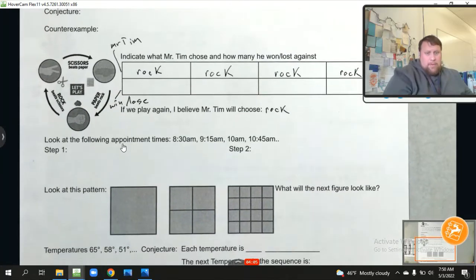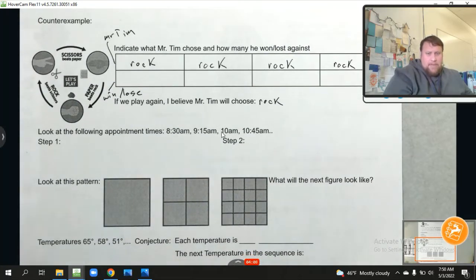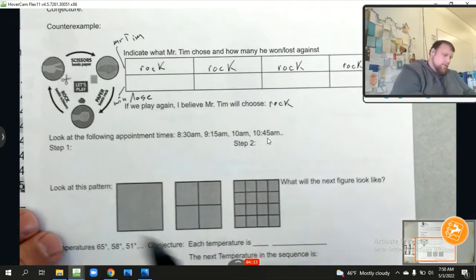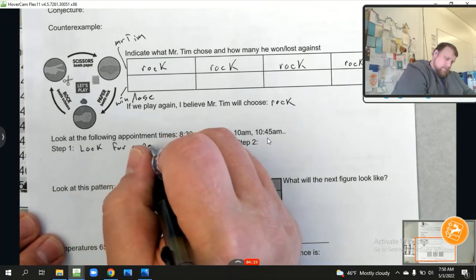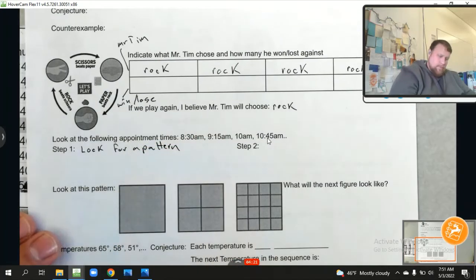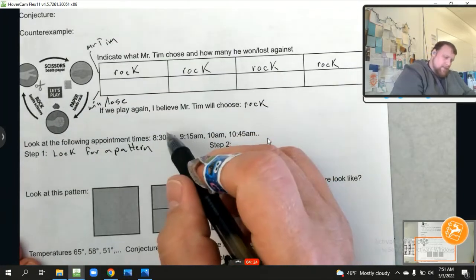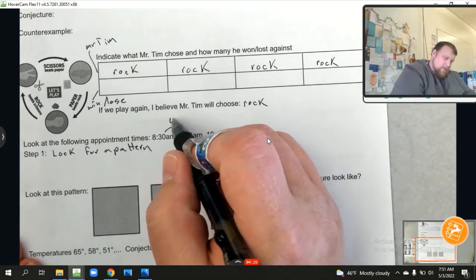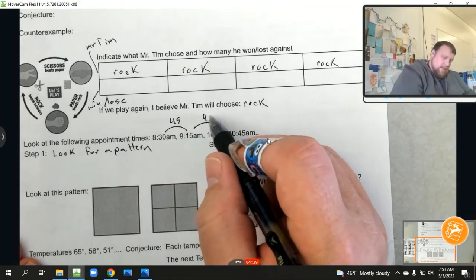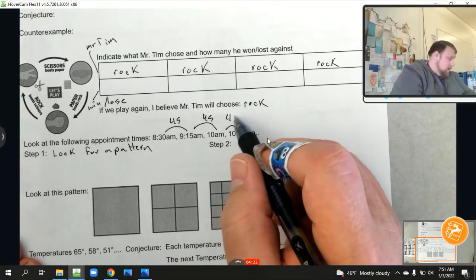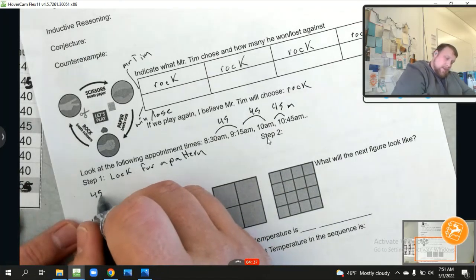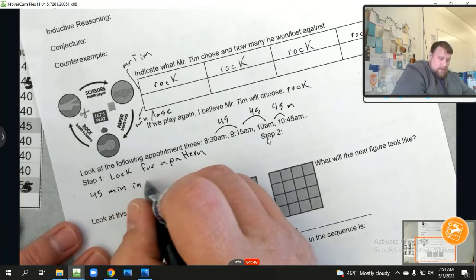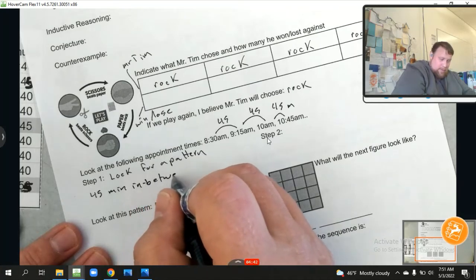Look at the following appointment times: 8:30 a.m., 9:15 a.m., 10 a.m., 10:45 a.m. Before we make a conjecture, first thing we want to do is we want to look for a pattern. Is there a pattern we're seeing here? Let's see, 8:30 to 9:15 a.m., that's 45 minutes. 9:15 to 10, that's another 45 minutes. 10 to 10:45, that's another 45 minutes. So what do we see? We see that there's 45 minutes in between each appointment.